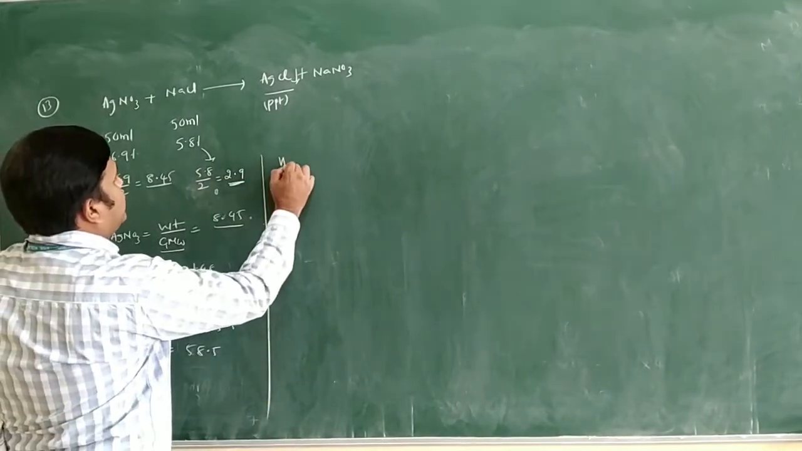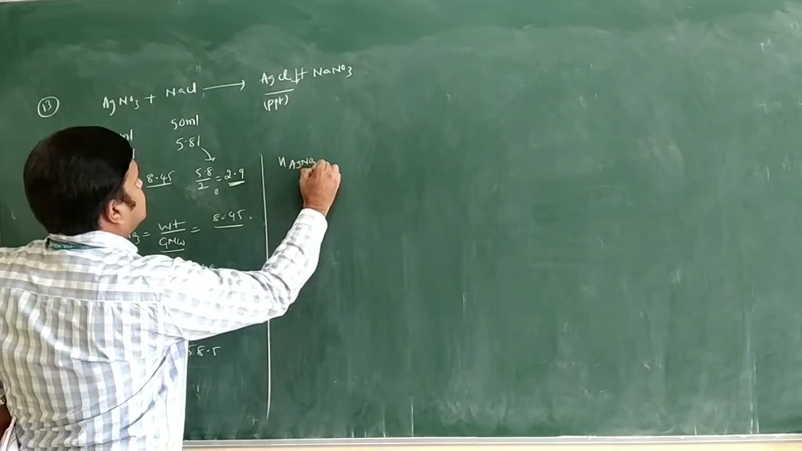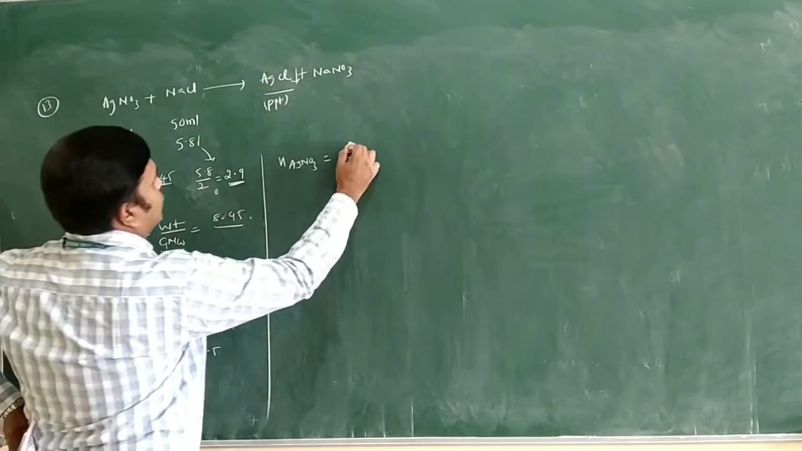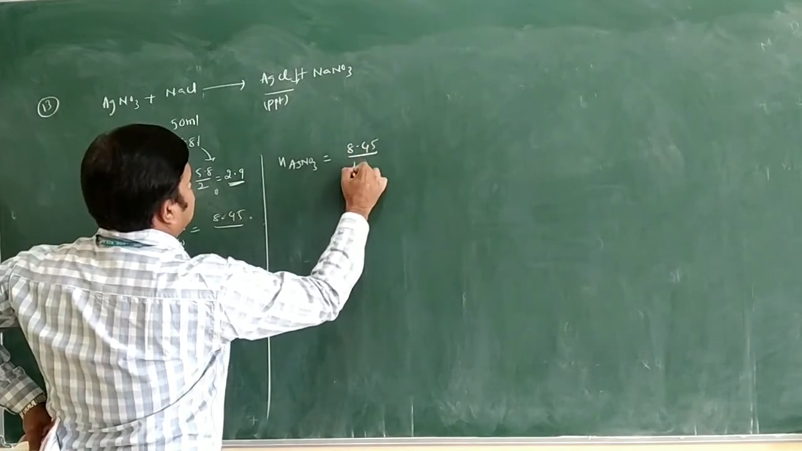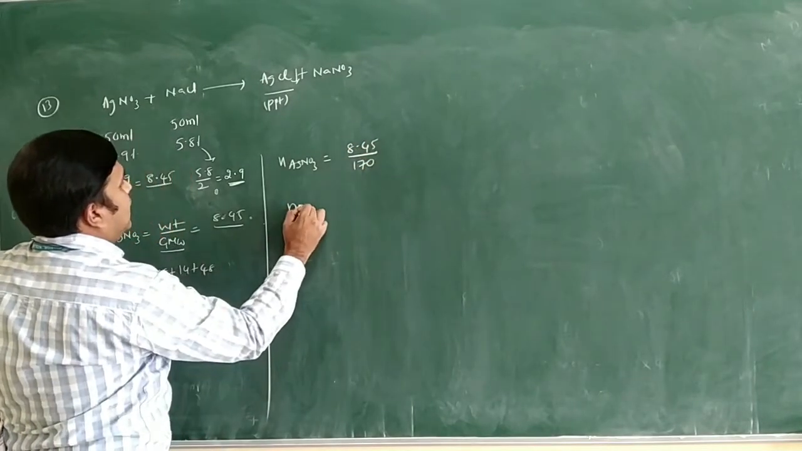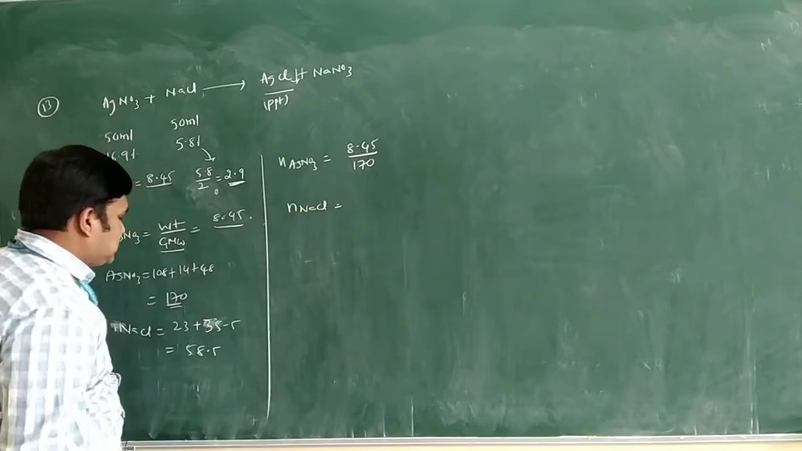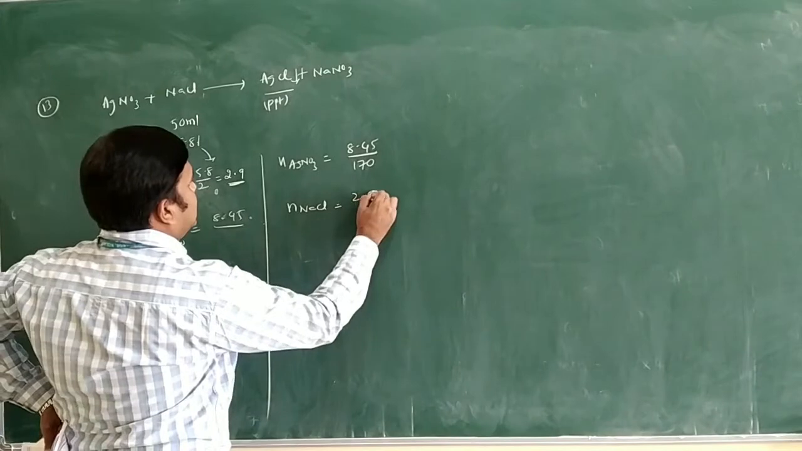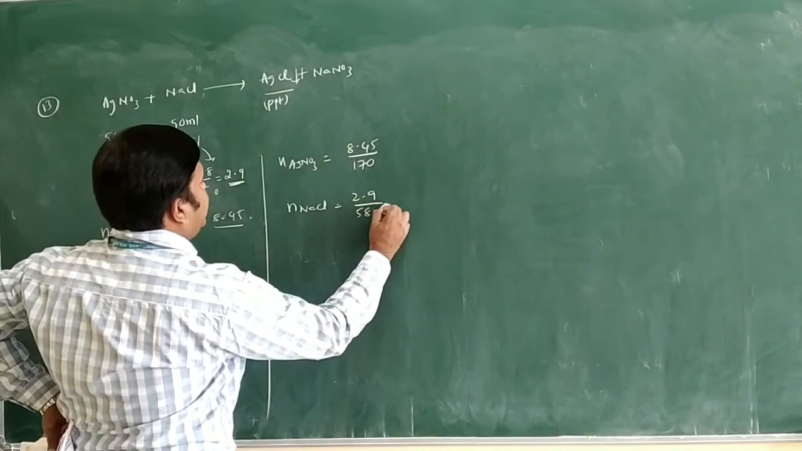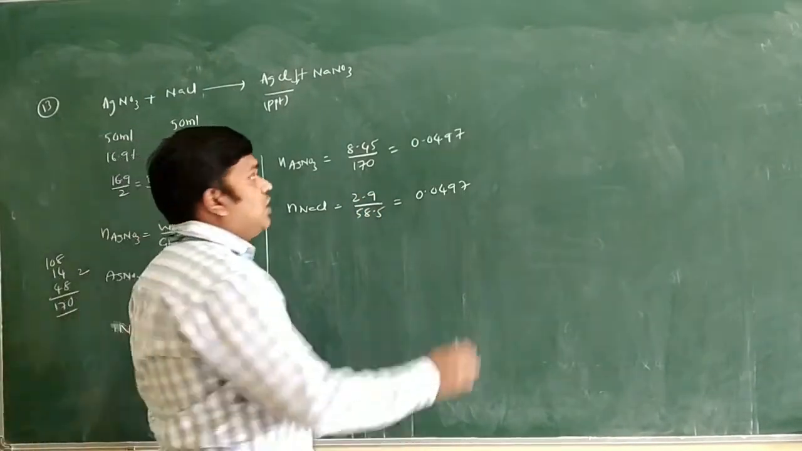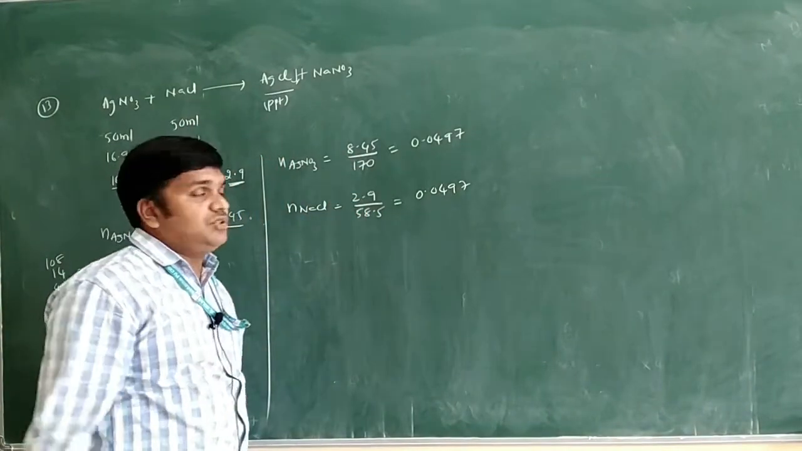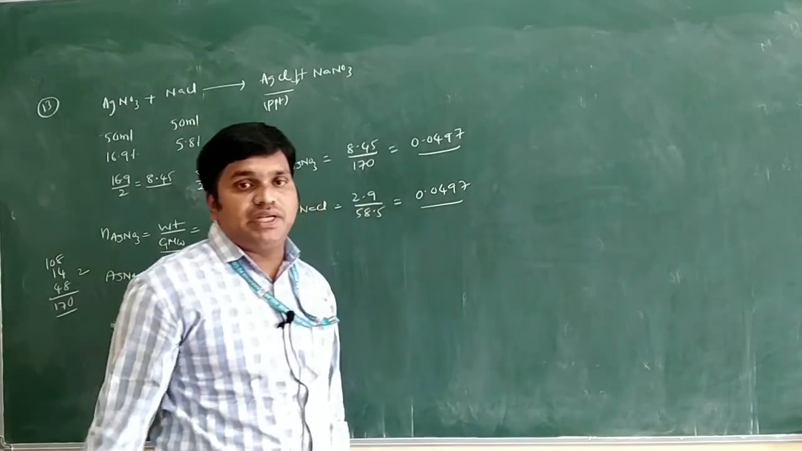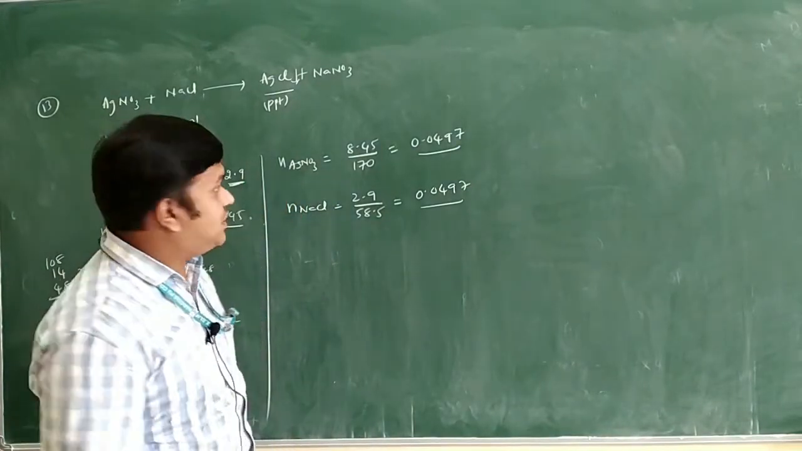Now number of moles of AgNO3 is equal to weight by gram molecular weight. This is 8.45 by 170. In the same manner you will get the number of moles of NaCl, weight by gram molecular weight of NaCl. What is the weight? This is 2.9 by 58.5 only. Now we will see that the number of moles of AgNO3 is 0.0497, and the number of moles of NaCl also, how much will you get? 0.0497.